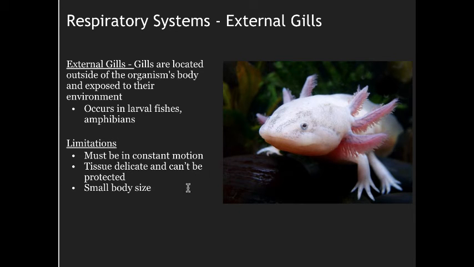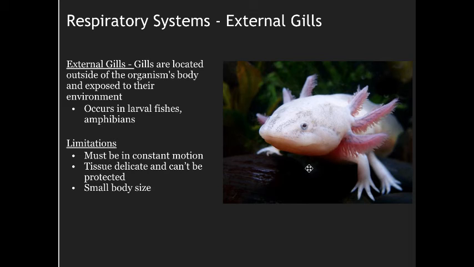The respiratory system has external gills as an offshoot of your internal gills. Not too many creatures have these things. Some amphibians and larval fishes, you can see, here's a good example of an external gill. They work the same way as those internal gills, only they're able to extract the oxygen without taking it in through their mouth, just directly from the environment.